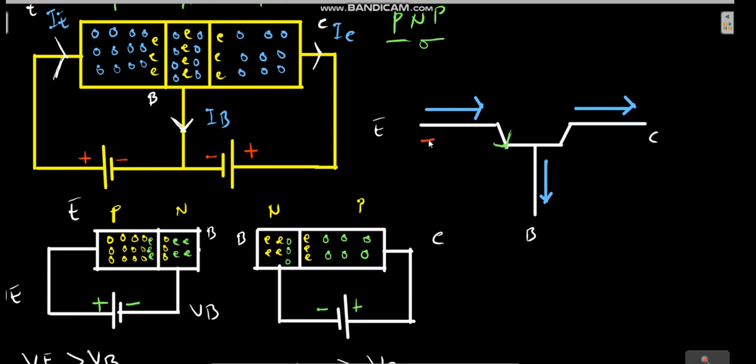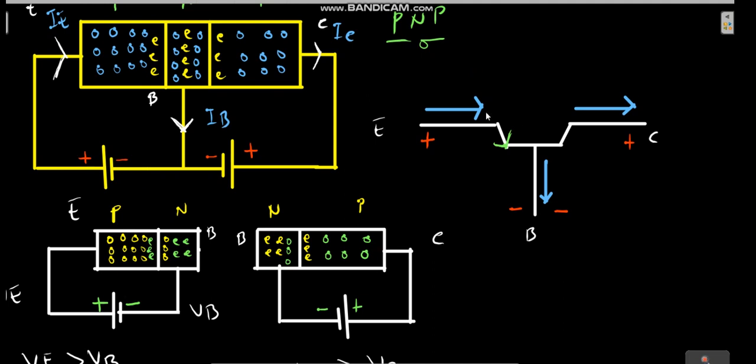So here will be positive and this side will be negative. And then looking at this side, the base is connected to the negative side and then the collector is connected to the positive. So the base side is negative and the collector side is positive. And then you know the holes are flowing from the emitter to the collector.